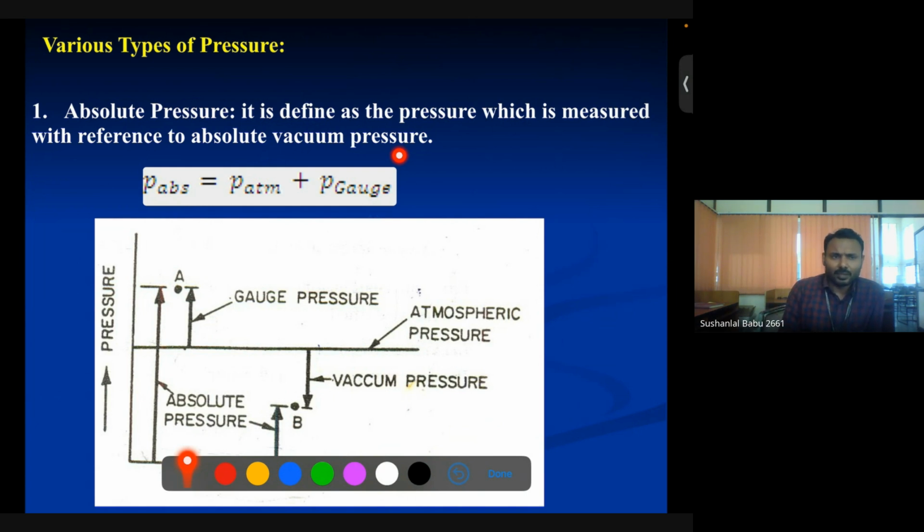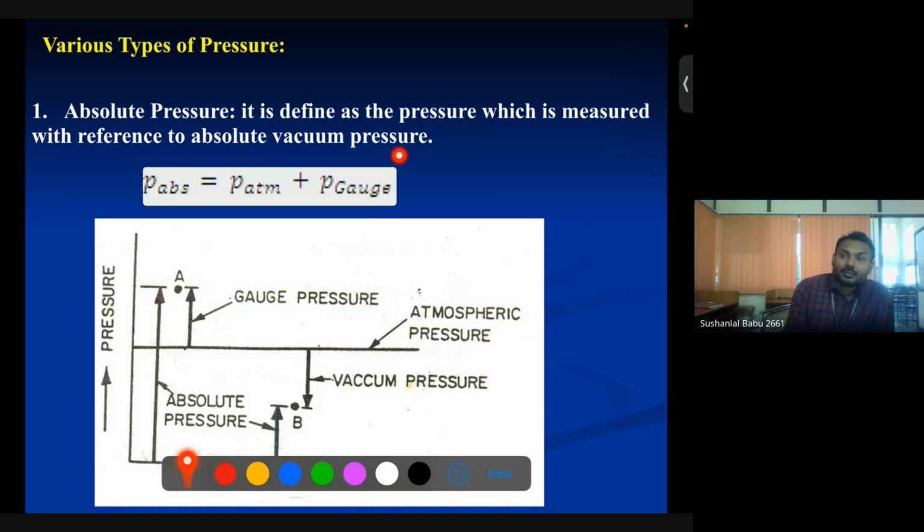Atmospheric pressure is 1 bar and our tank pressure is 2 bar. So what is the gauge pressure? The tank's absolute pressure is 2 bar. Then what is the gauge pressure? That is 1 bar, because we neglect the atmospheric part and keep the atmospheric pressure as the datum. Above atmospheric pressure, how many bar is there? One more bar is there. So the gauge pressure is 1 bar, and the absolute pressure is 2 bar.